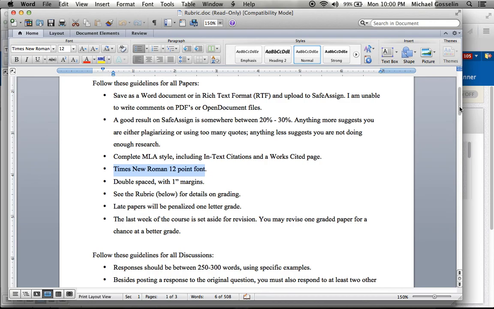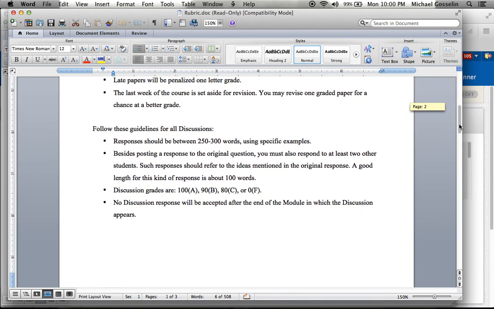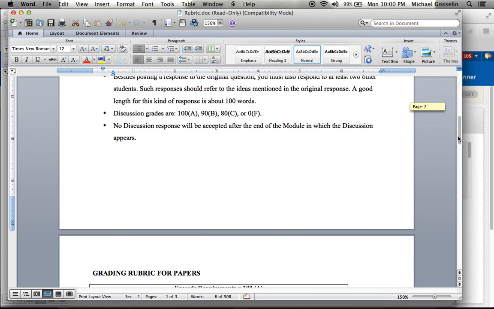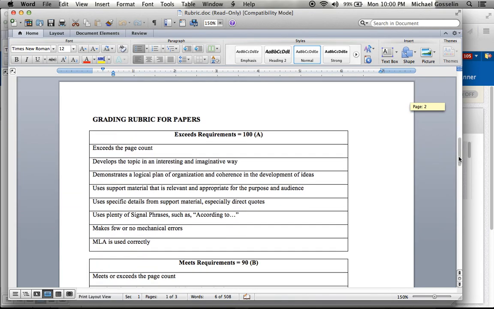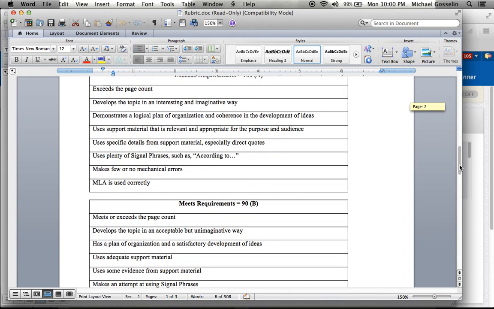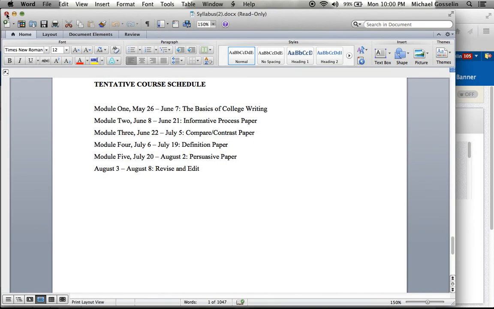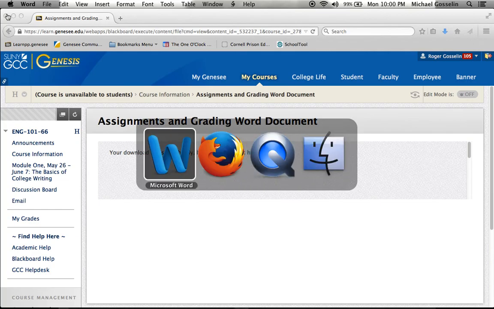And here's the guidelines for the discussion questions. So read this. You are responsible for knowing all this stuff. And here's how I grade papers. Take a look at that. When I send a paper back to you, you'll know what the grade means. And also, I will post as many comments on your papers as time allows. Let's go back over here.